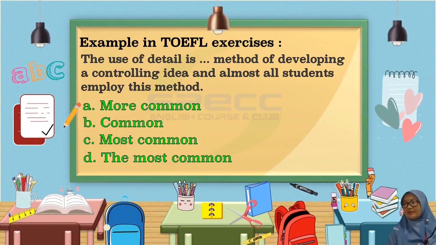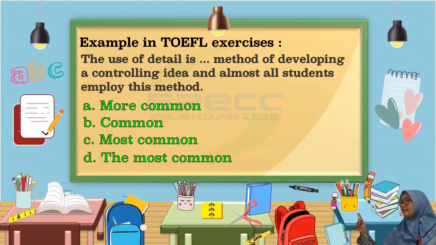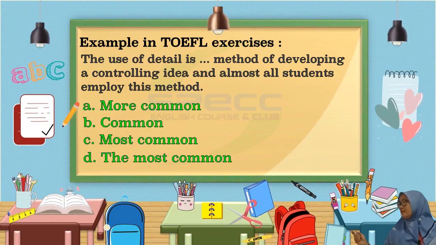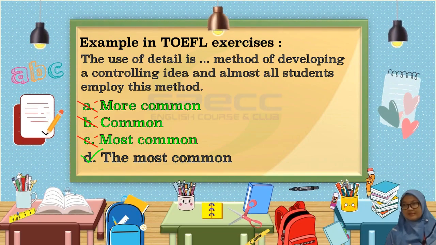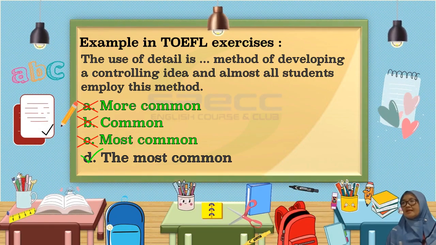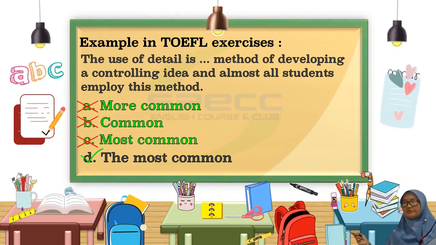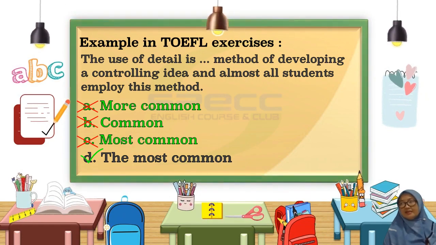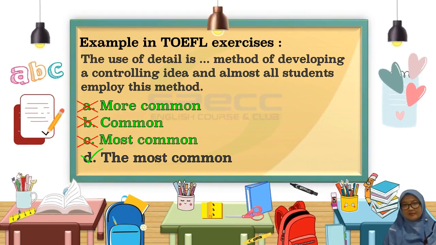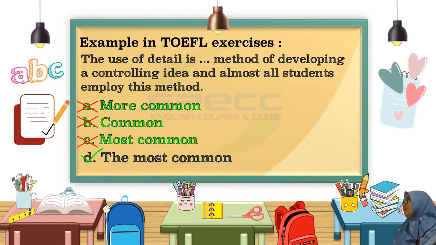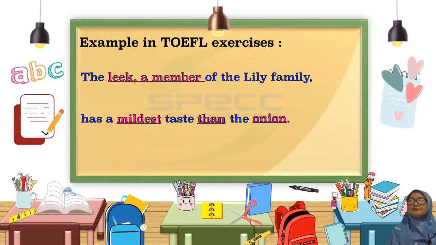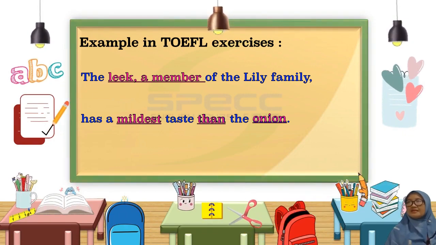And then if we have the superlative, how is the form? That is using the most. So the correct answer is D, the most common. The use of detail is the most common method of developing a controlling idea, and almost all students employ this method. Alright? Now let's see the example of using the superlative and comparative forms in the TOEFL exercise, especially in error identification.